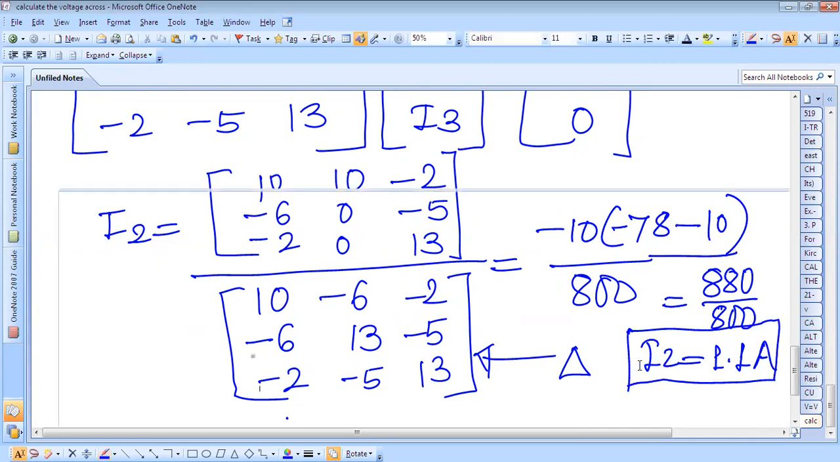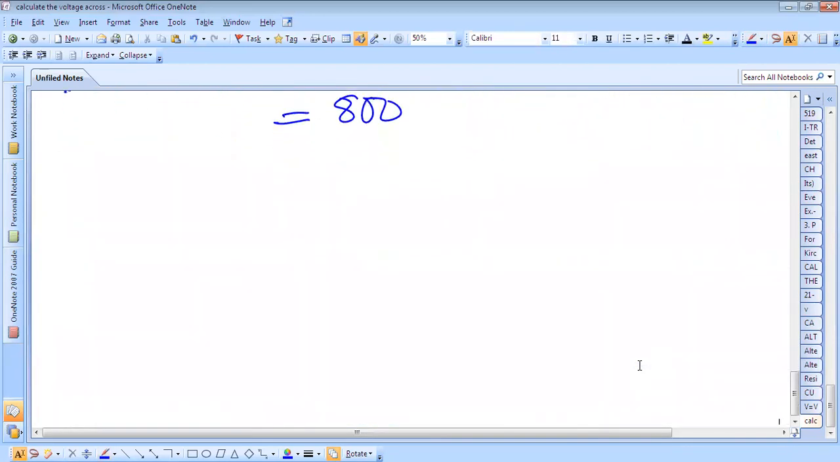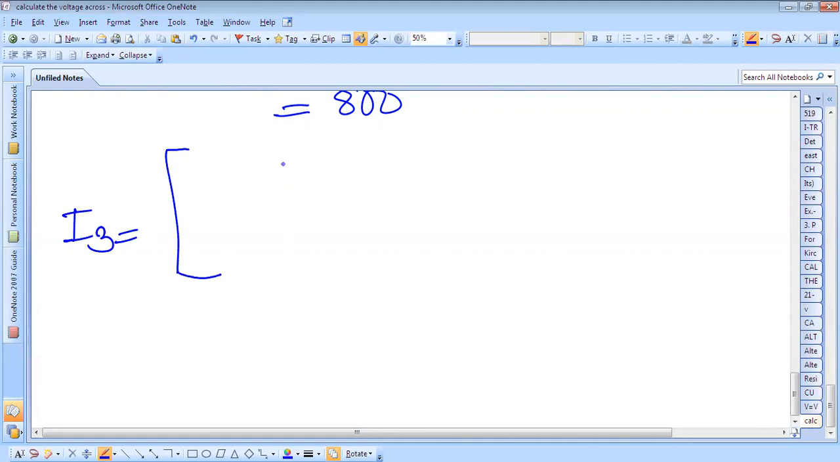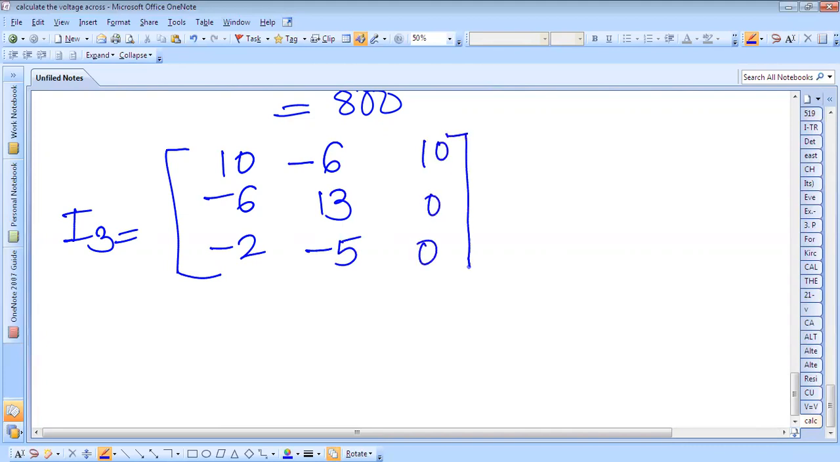Now we have to find I3. Similarly, we can find I3. I3 can be found from this equation. I3 is equal to, we just put the values: 10, minus 6, minus 2; minus 6, 13, minus 5. So we have to find I3, just replace this column by 10, 0, 0, and here it is the determinant del. We already calculated this determinant del.